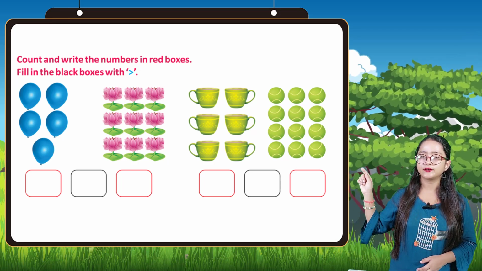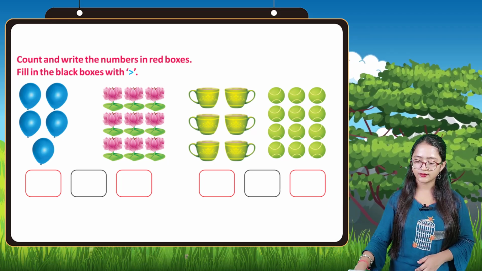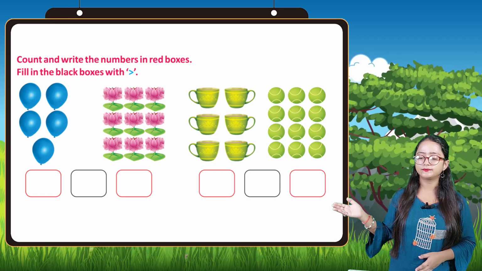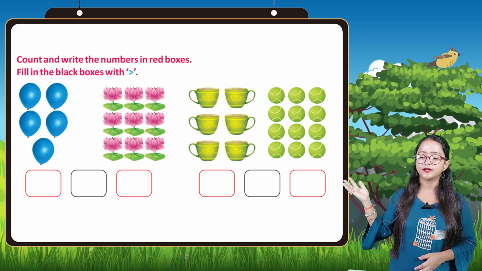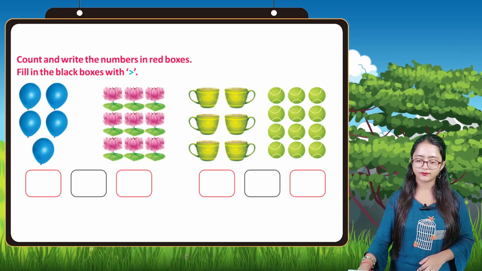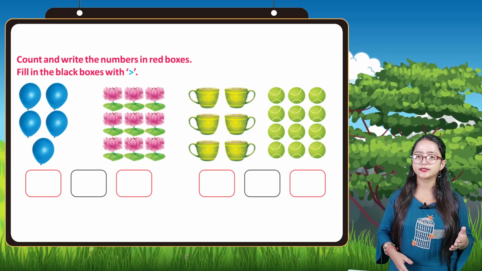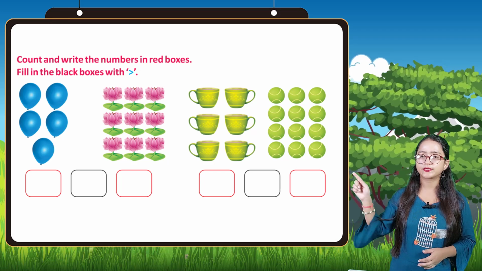Now next one. There are total 6 cups. So write down 6. Next one. There are total how many balls? There are total 12 balls. So write down 12. Now which one is less? Is it 6 or 12? That is 6. So put the less than sign.